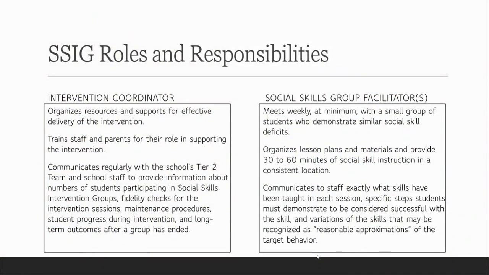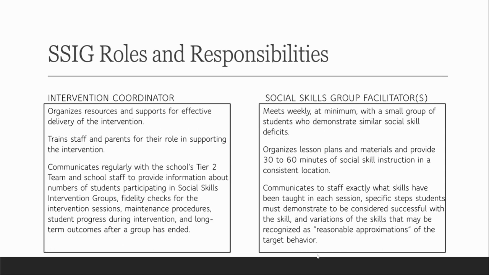So there are several roles that need to be filled when implementing a social skills intervention. We're implementing social skills intervention groups as a tier 2 intervention. There's going to need to be an intervention coordinator, and there's going to need to be a social skills group facilitator or facilitators. The role and responsibility of the intervention coordinator is to, one, organize resources and supports for effective delivery of those social skills intervention groups. That intervention coordinator is going to train staff and parents for their role in supporting this intervention.